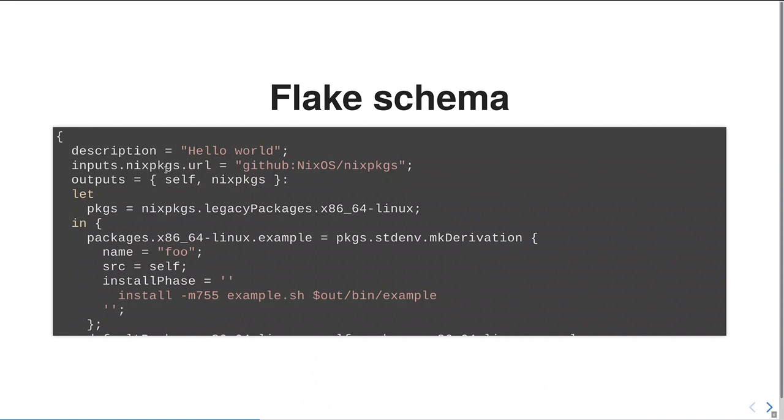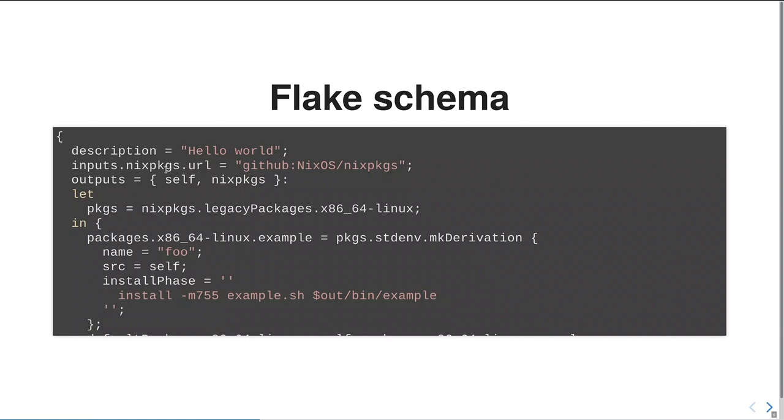Here you see a function which receives two arguments. By default, every flake receives the self argument, which is basically the flake itself. It's a reference to the flake. So you can use self if you want to access, for example, the source code of the flake. So it's quite useful for building, and I'll explain later why this is useful.